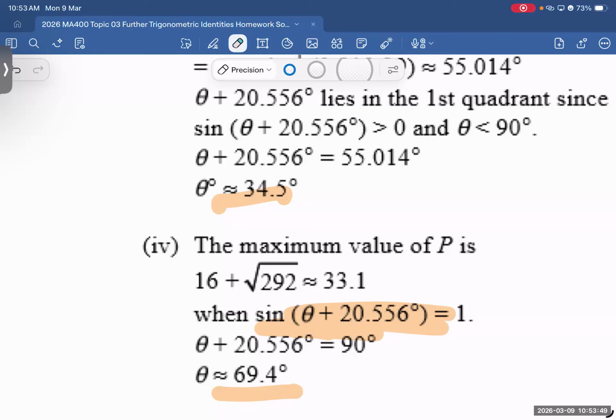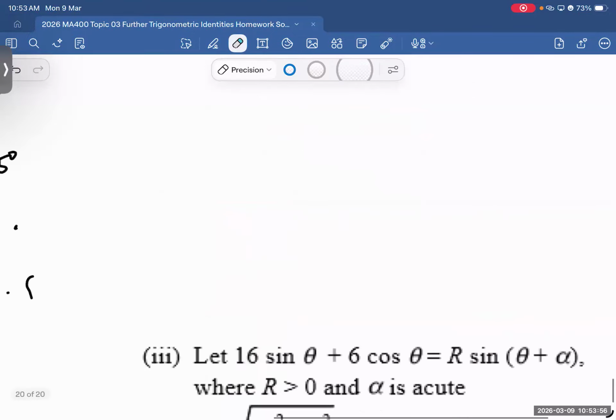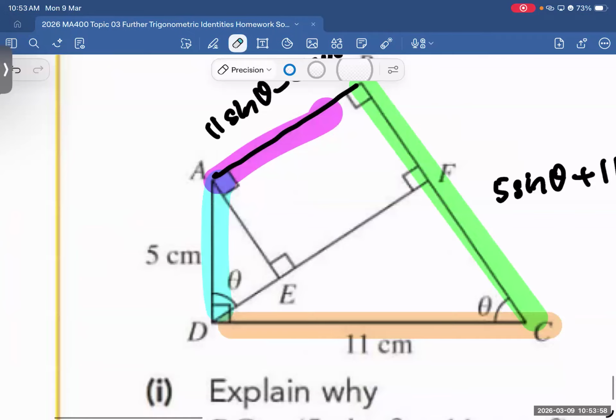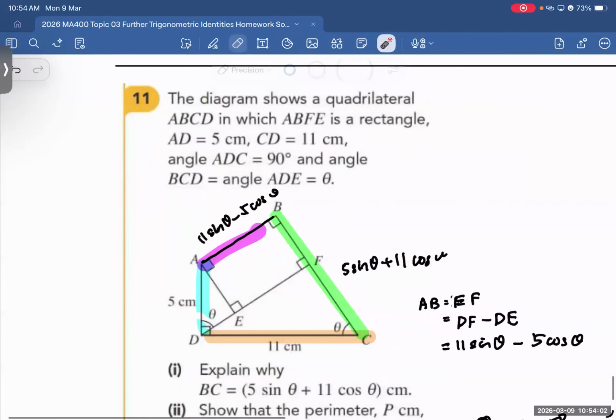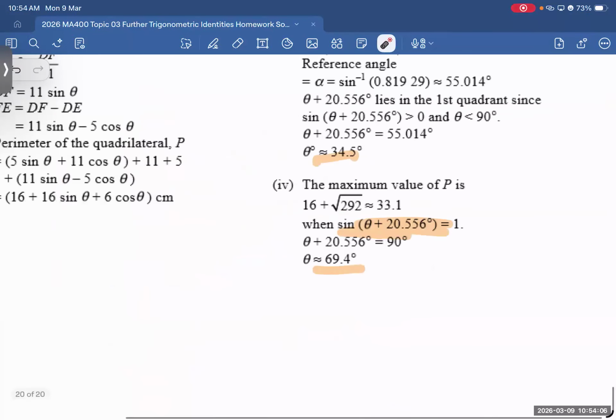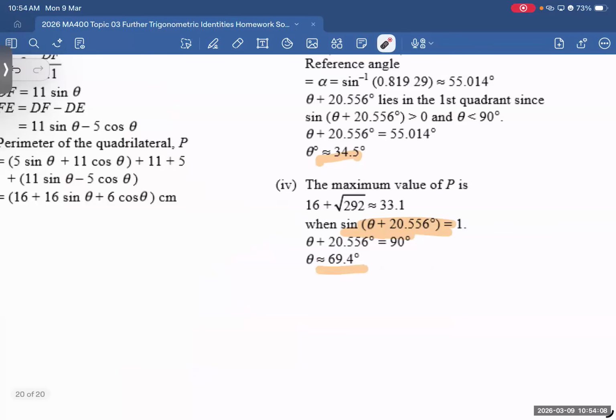Theta has to be acute. It has to be in the first quadrant, because if you look at the diagram, theta is inside a triangle. I have to ask some more people. If theta is inside an R formula question, in a diagram, what is the answer?